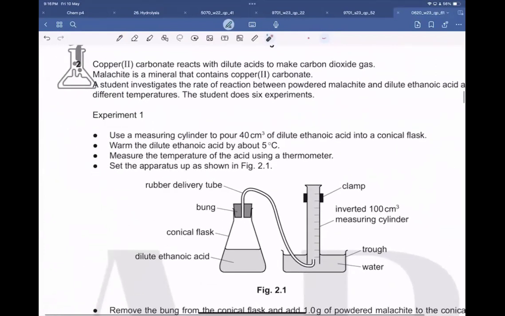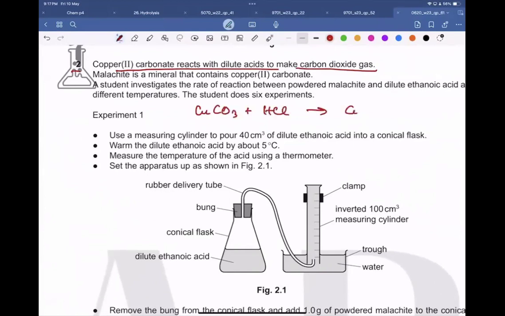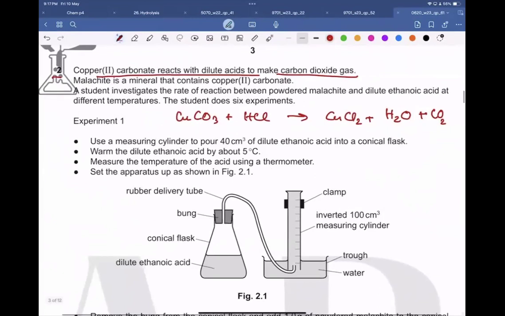Okay. Now question number 2. Copper 2 carbonate reacts with dilute acid to make carbon dioxide. Okay. We know this reaction, right? A metal carbonate with the acid. We will get copper chloride, carbon dioxide, and water.